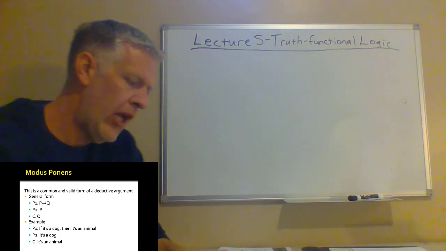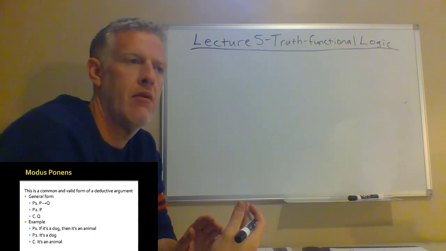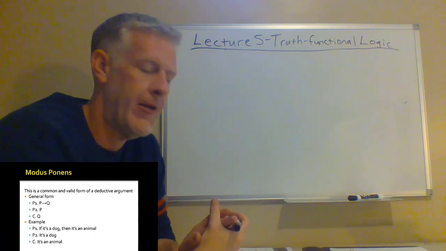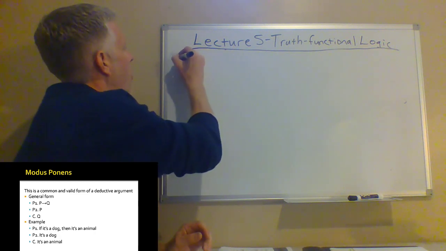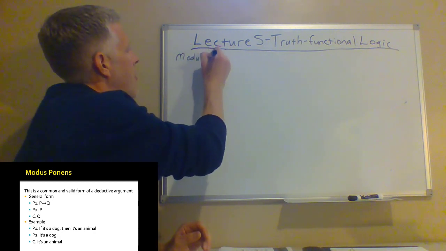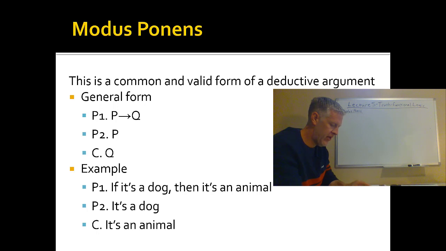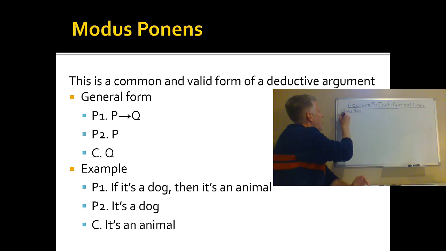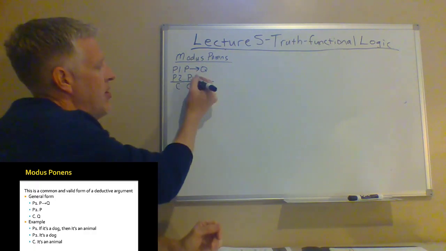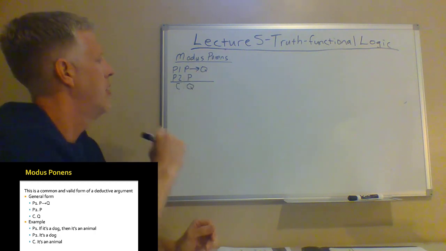So again, these are common underlying valid forms of deductive arguments. Okay, so the first one we want to talk about is what's known as modus ponens. Its basic form, as I've indicated in the top slide 13, is: if P then Q, premise 2 is P, conclusion is Q. As I think they pointed out in the book, this is sometimes also referred to as affirming the antecedent, because that's what premise 2 is doing. It's saying, oh yeah, that antecedent is the case.